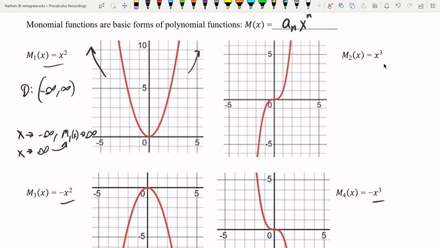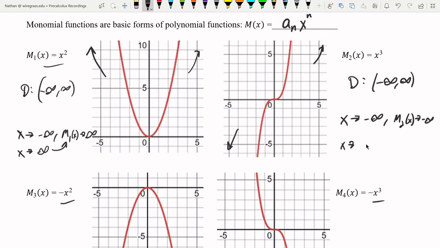X cubed, the domain is everything, because you can cube any number. There's no issues there. And the end behavior is down to the left and up to the right. So we could say as x goes to negative infinity, m2 of x goes to negative infinity, and of course, as it goes to the right, the function goes up to positive infinity. Down and up.